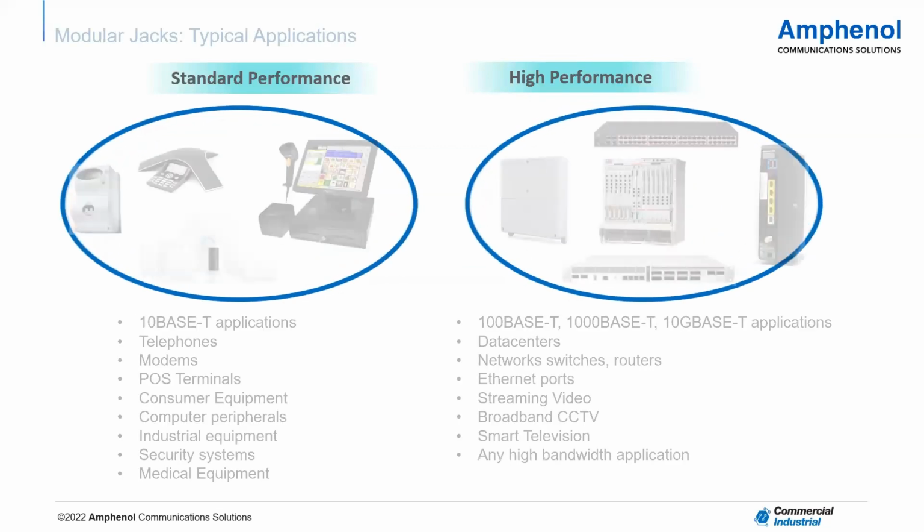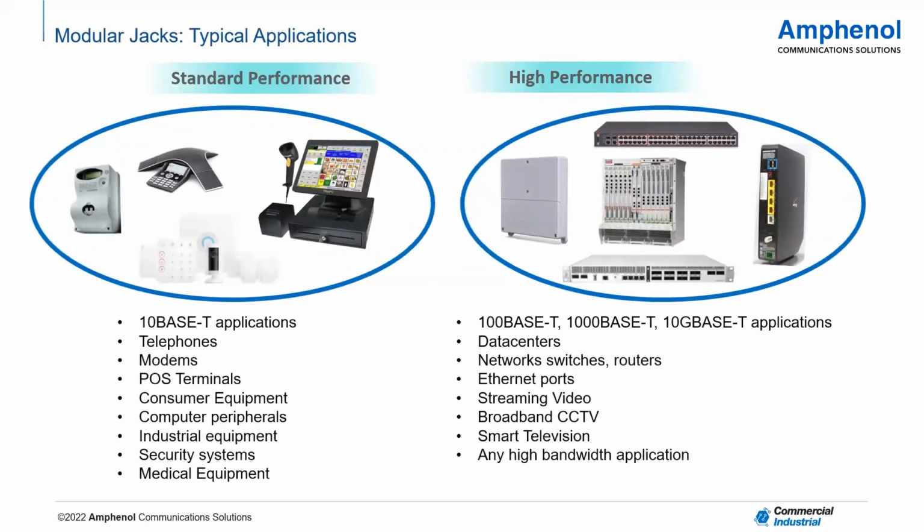So where exactly are these RJs used? The standard performance are mainly used for the 10 base T or 100 base T applications. That's mainly in telephones, POS terminals, or security systems. Whereas the high performance RJs are mainly used in data centers where you need 100 base T, 10G base T, or 2.5G base T speeds.